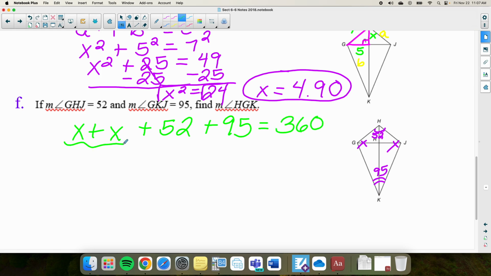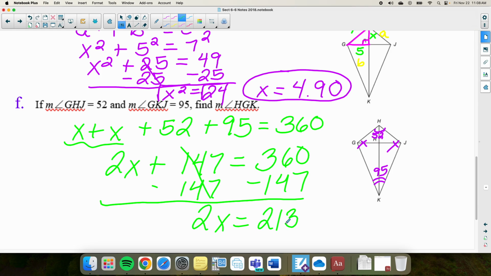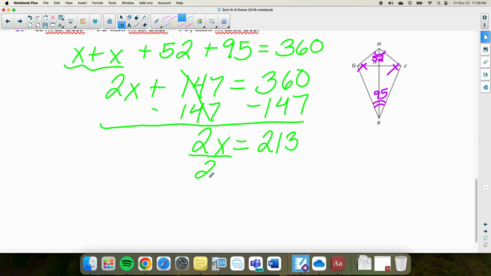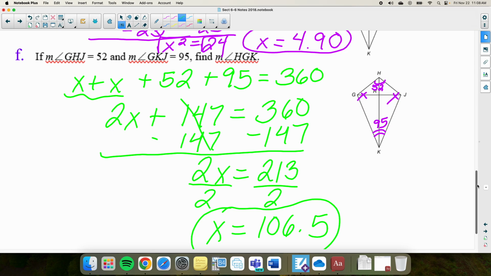Now 1x plus 1x is 2x. 52 plus 95 is 147, and that equals 360. Then we're going to subtract 147, and we get that 2x is 213. And then we're going to divide by 2, and x is 106.5. Okay, and they asked us for angle HGK, which we called x.